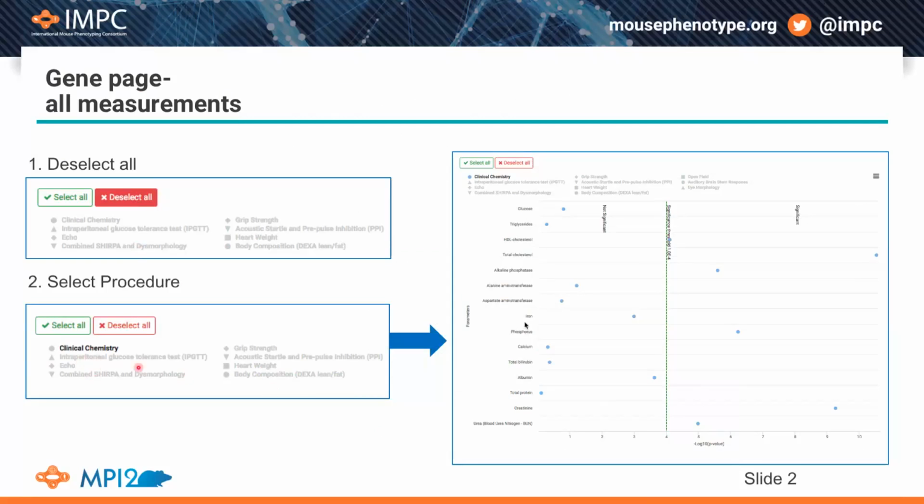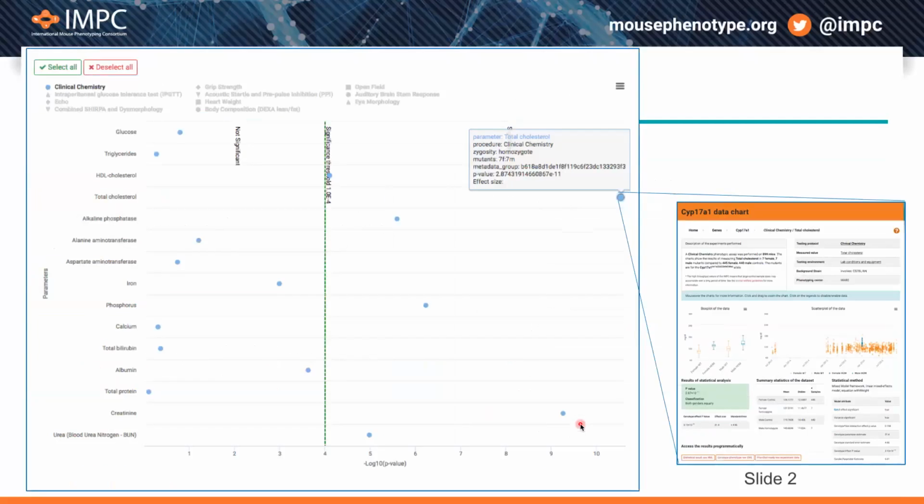These are different procedures. So here I've clicked on clinical chemistry, and then you can look at the data in a sensible way. So here's the clinical chemistry, and when you find a data point you like, you can click on it, and it'll give you some metadata, and then click on it again, and it will give you the chart page. So this is something that users really like, and I think could be of interest to you.